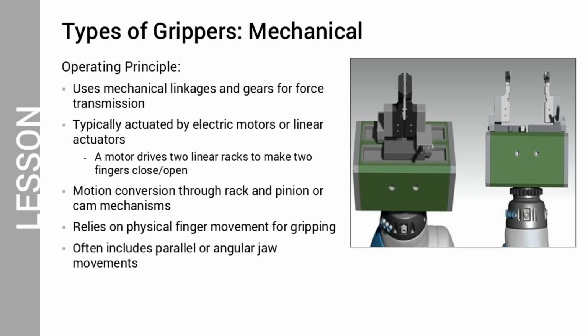Let's look at the first and the most common type of gripper, the mechanical gripper. Mechanical grippers operate through a system of mechanical components working together. They use mechanical linkages and gears to transmit force. The primary actuation comes from electric motors or linear actuators, where a motor drives 2 linear racks that control the opening and closing movements of the fingers. This motion is converted through either rack and pinion systems or cam mechanisms to achieve the desired movement. The gripper fundamentally relies on physical finger movement to grasp objects, with the fingers typically moving in either parallel or angular patterns to secure items effectively.